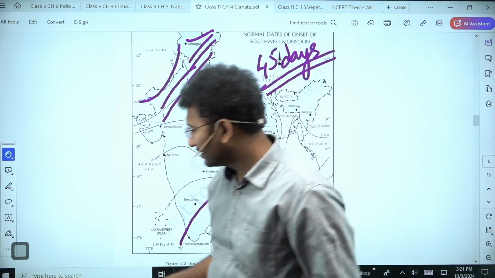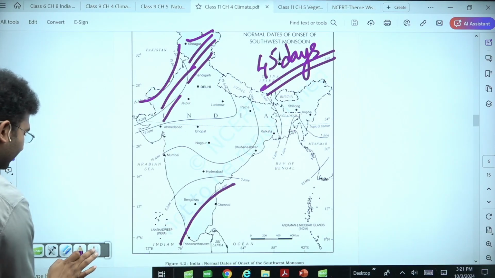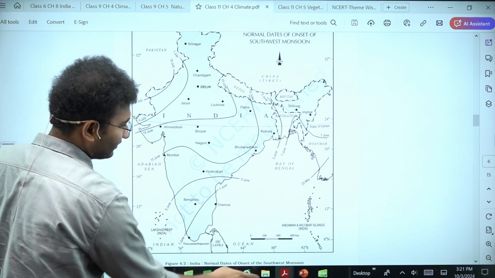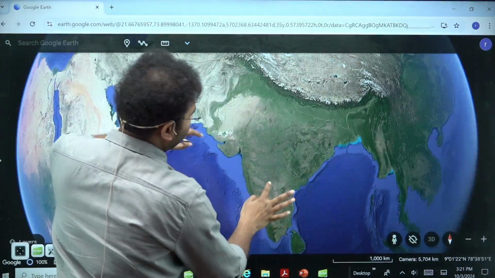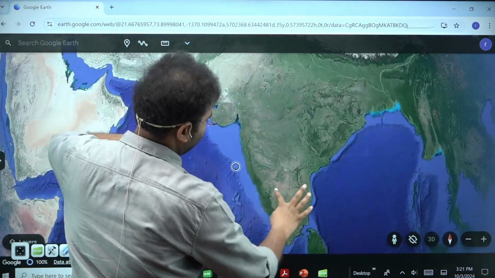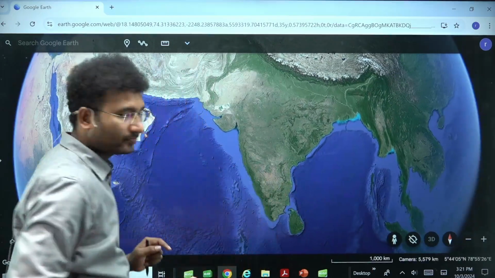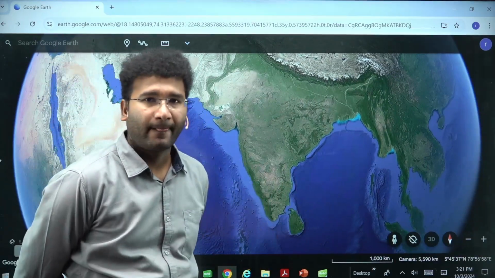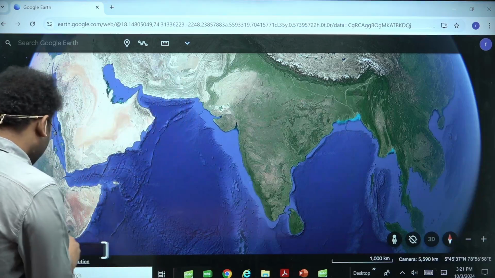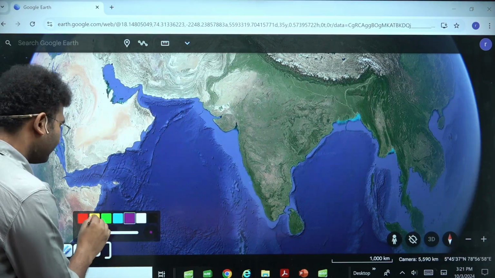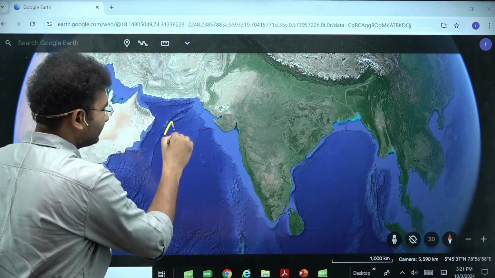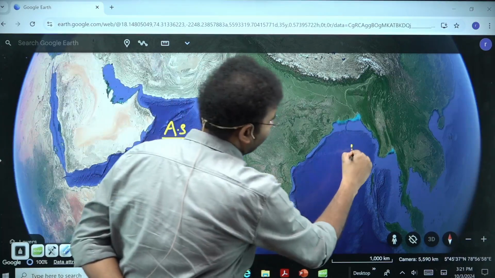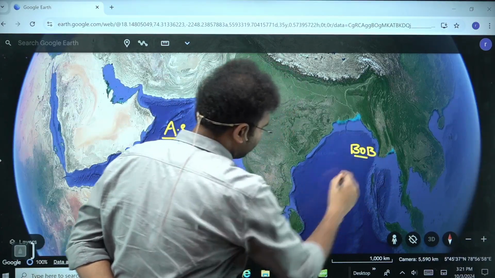Right? So how is this movement taking place? Let us try to understand in a detailed manner. Let's try to look here. Clear? So I said there are two wings. The first one is the Arabian Sea wing. This is your Arabian Sea, and this is your Bay of Bengal. By 1st June they come and hit.